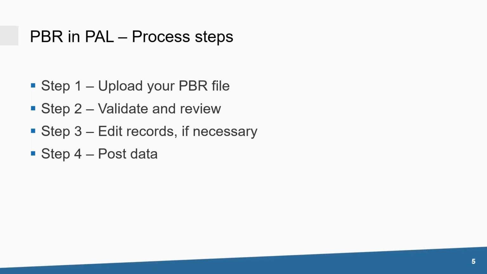In step 3, if necessary, you would edit members' payroll records on the PBR file to eliminate the errors that were uncovered by the validation process, and then run the validation again. If you encounter any issues while trying to correct errors, please contact your pension analyst. And finally, in step 4, you will post your data. As mentioned earlier, the updates are instantaneous, so members can see any related changes on the member portal immediately.